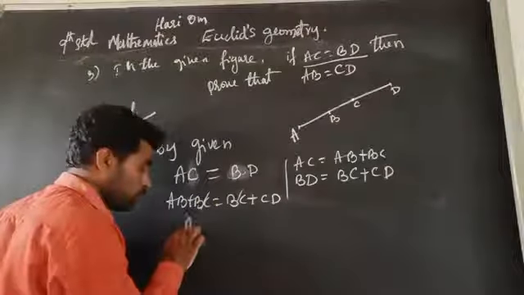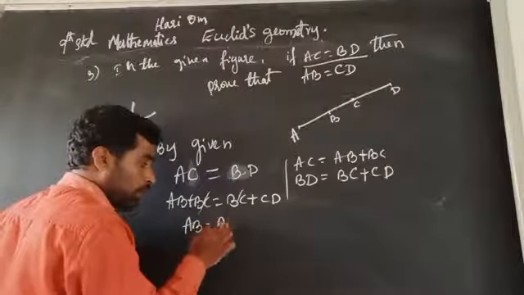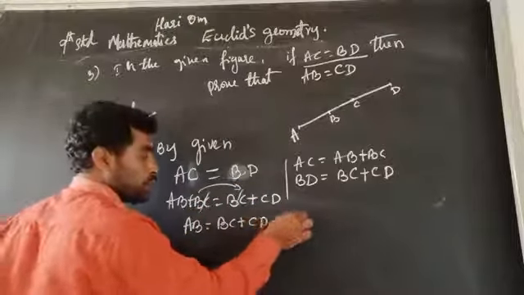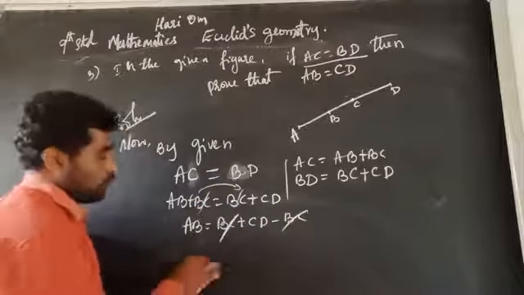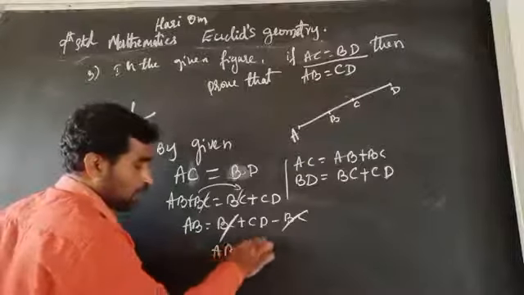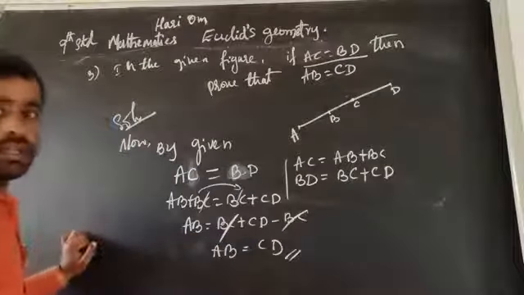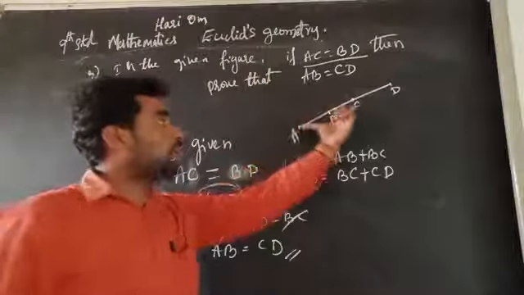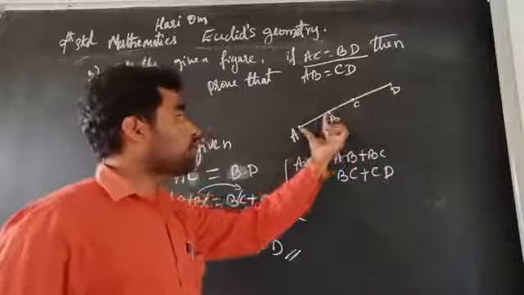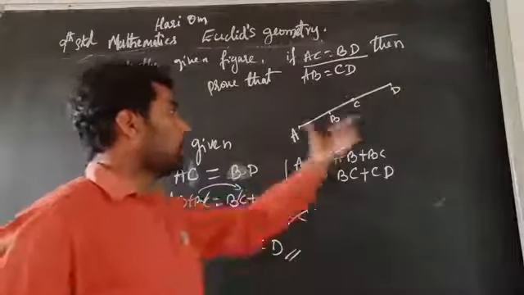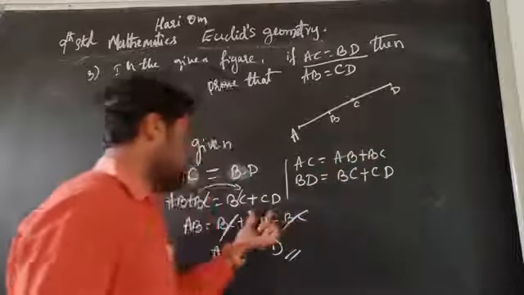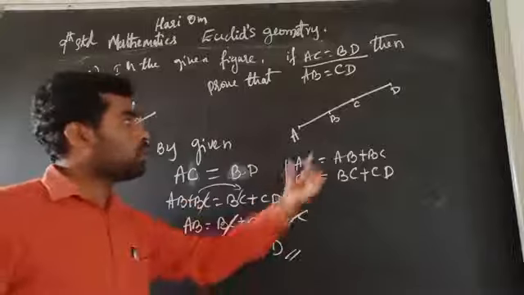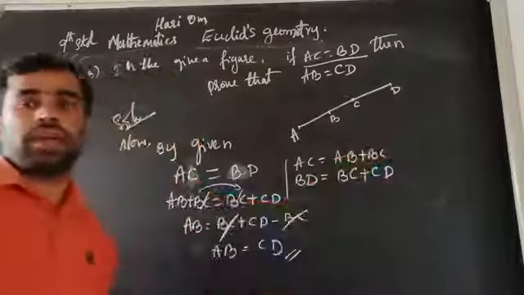Else we can do AB plus BC is equal to BC plus CD, transfer this plus BC to the RHS as minus BC. Now these two terms get cancelled. Now what will you get? AB is equal to CD. This is the required answer. So I have taken the given AC is equal to BD, AC is AB plus BC, again BD is equal to BC plus CD. By cancelling BC, what is remaining? AB is equal to CD. This is the required answer.